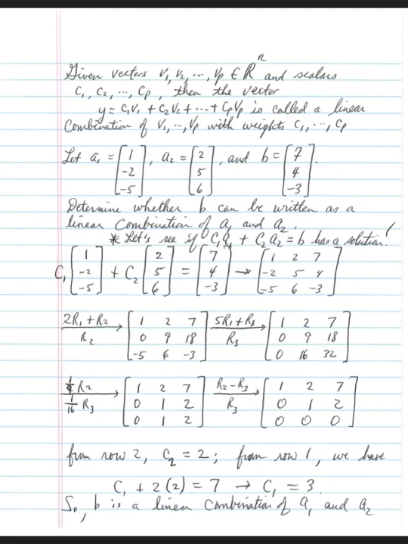Well, that also means that b is a linear combination of a1 and a2. So yes, b can be written as a linear combination of vectors a1 and a2 because we were able to find specific c1 and c2 weights to make it all work out nicely.